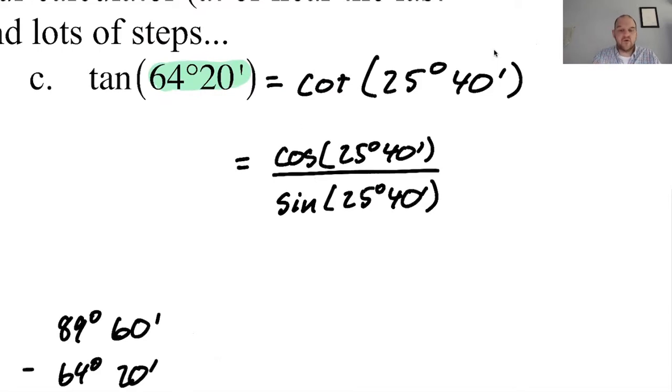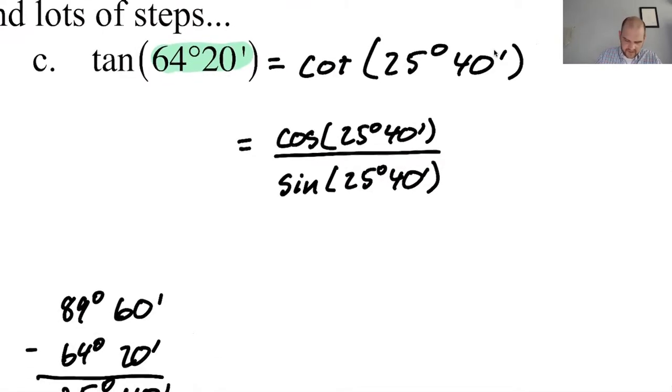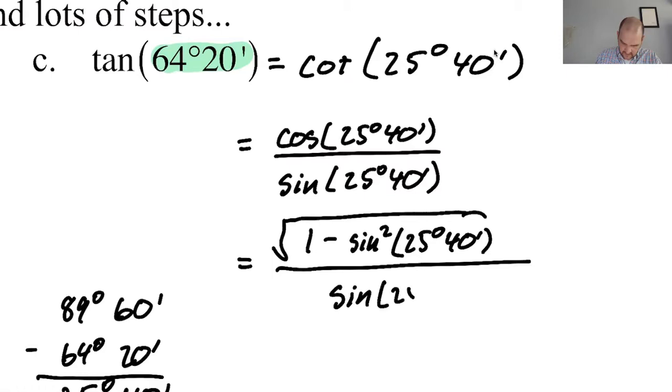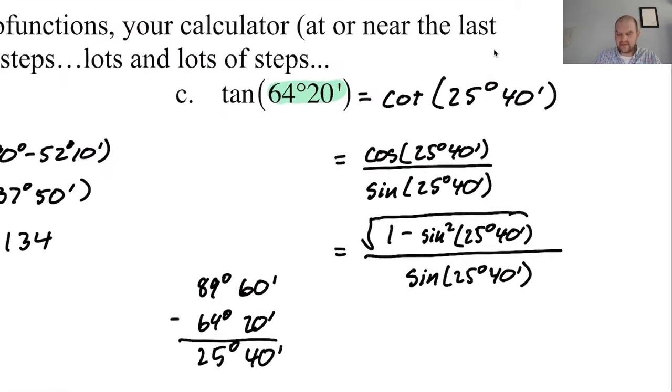But one of them is a cosine function. So we need to change from cosine to sine without changing the angle. To do that, we use the Pythagorean identity. So the cosine of 25°40′ is the same as the square root of 1 minus the sine squared of 25°40′, and then all of that is over the sine of 25°40′. All right, so now if we can find the sine of 25°40′, we'll have an expression.